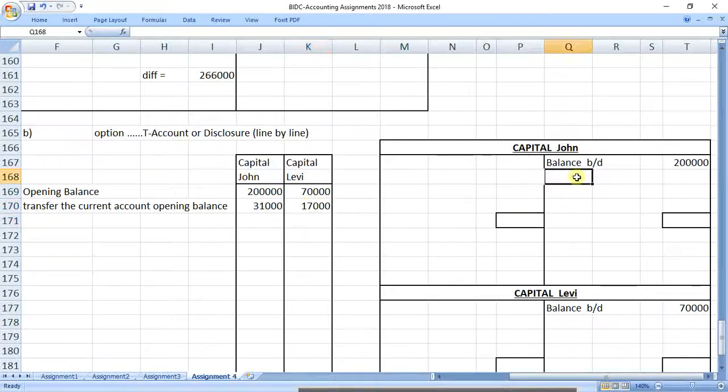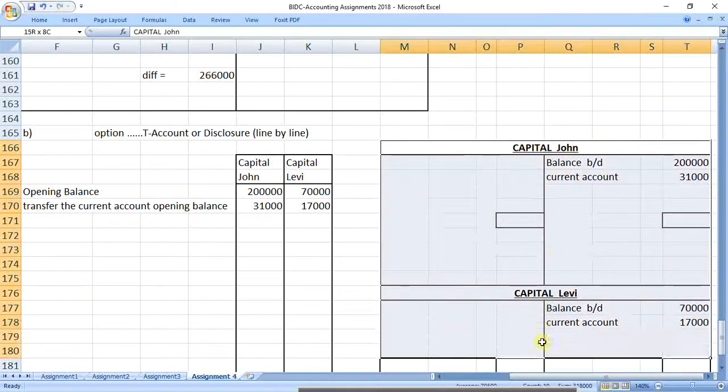Okay, so that would have been capital, or current rather, transfer to capital, current account. So I'll copy paste current account for both. They had opening balances, 31 for this partner, and 17 for that partner. That's what they get in terms of the day-to-day running of the business.